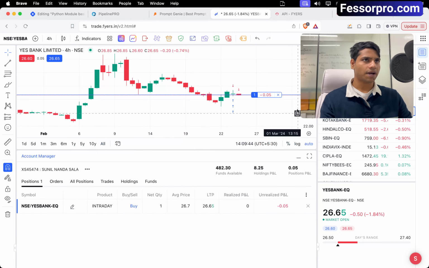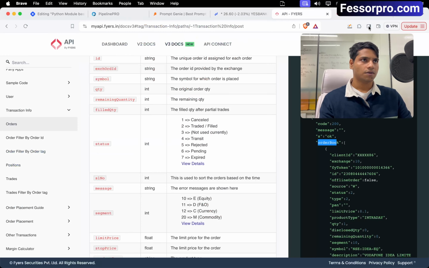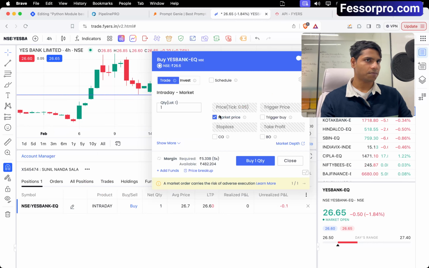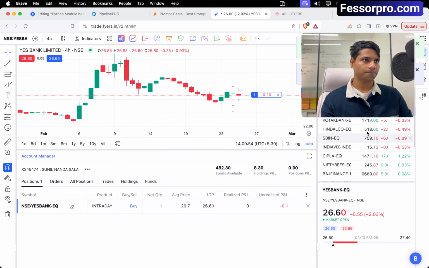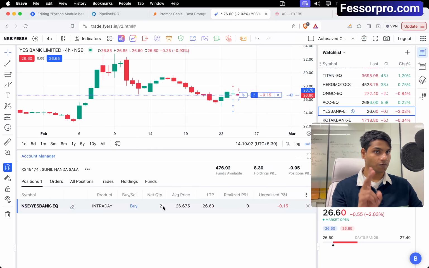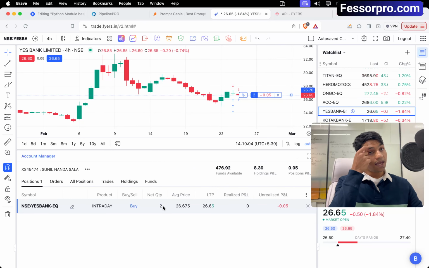If you want to place a market order on the terminal, it's very easy. Just click on buy, select market price, and click on buy one quantity. You see, order sent successfully. If I look here, my net quantity has increased. Initially it was 1, now it is 2. So I have 2 stocks, the moment my order is filled.